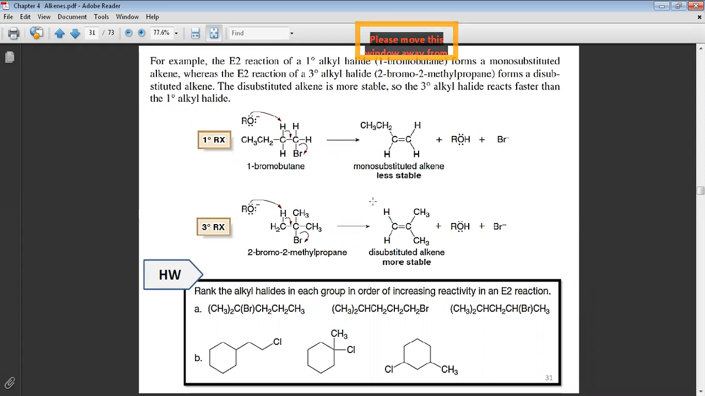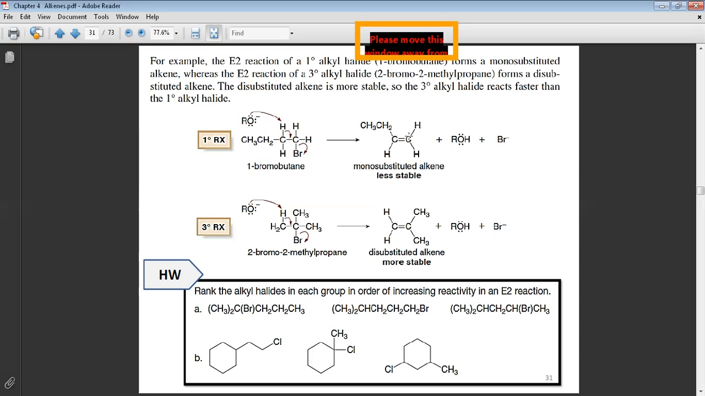Now look at the difference. This compound, 1-bromobutane, will enter the E2 reaction. Where is the alpha carbon? This alpha carbon. Where is the beta carbon? This beta carbon. That means we have a proton here and a proton here. The base will attack one of them, this proton, and make a new bond here.